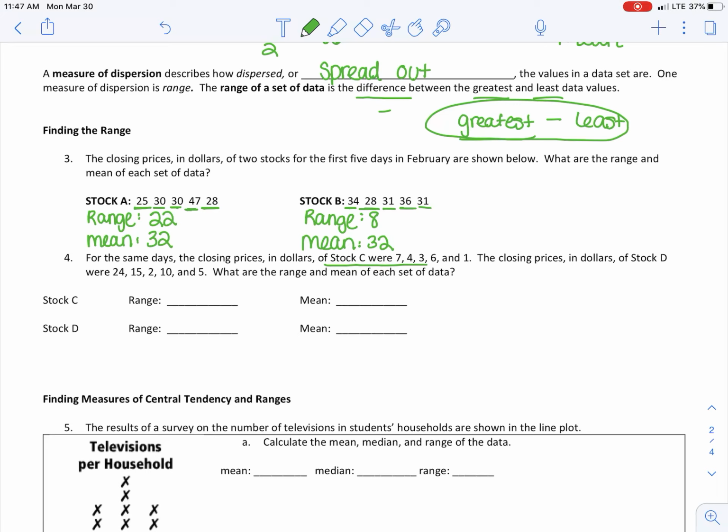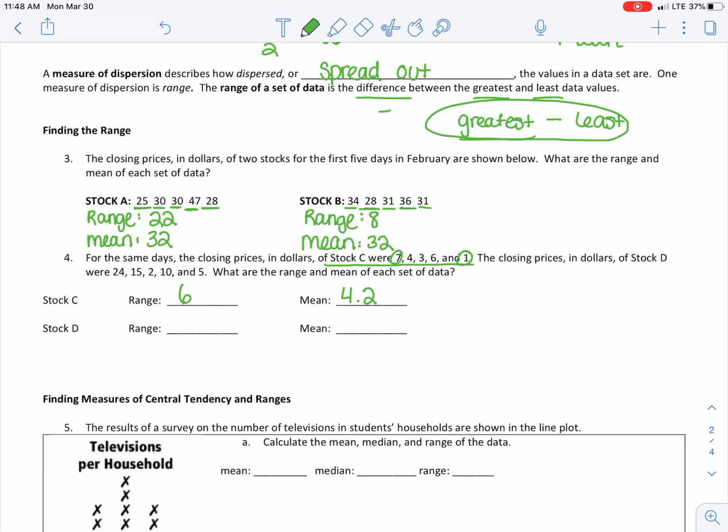So if we look at stock C, the range is our biggest number minus our smallest number. So 7 minus 1 is going to give me 6. And then the mean, we have to add up all our numbers. And then divide by the number of data points we have, which it says, again, for the 5 days in February. So we have 5 data points again. So divided by 5, and we get 4.2.